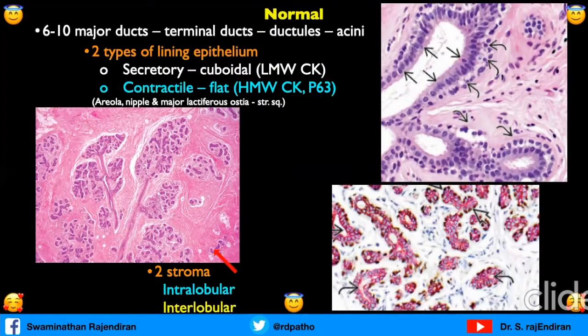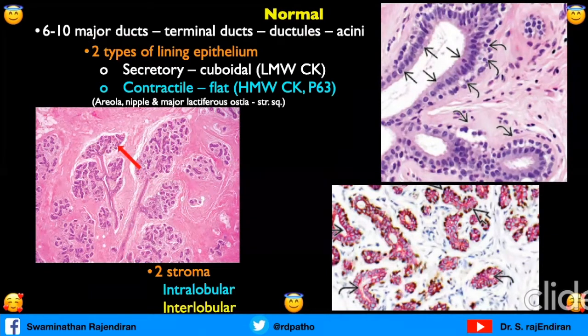In any organ, you have to know the normal histology. Then only you can diagnose the lesions arising from normal histology. In the breast, there are mainly 6 to 10 major ducts, and that goes into terminal ducts, ductules, and acini. If you start from acini, acini drain into ductules, ductules come to terminal ducts, and terminal ducts come into the lactiferous duct.